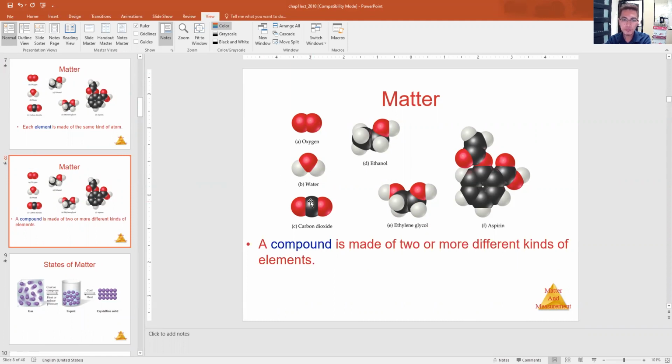So for this one, they are considered as compounds. They're made of two or more different kinds of elements. For example, ethanol. So ethanol has two carbon, then four, oxygen, then one H. Then for aspirin, it has more atoms. Then benzene.